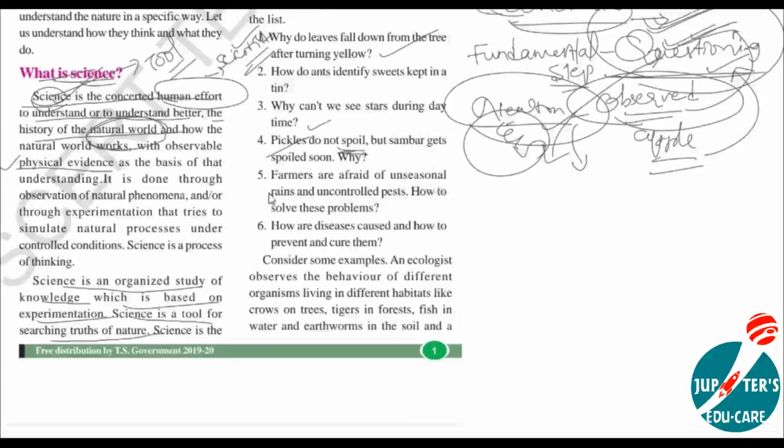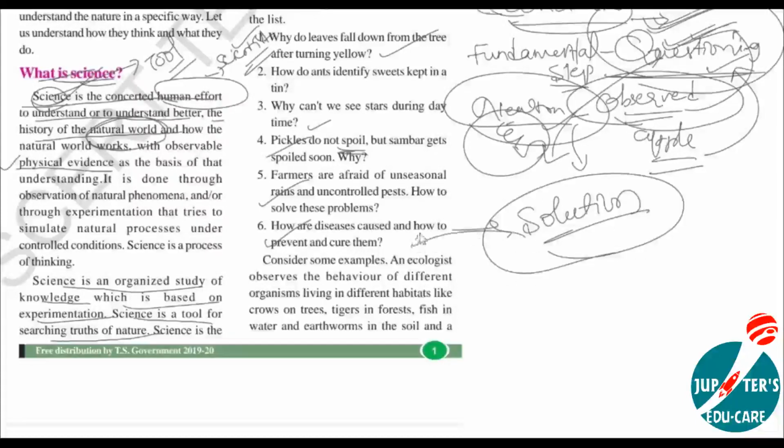Farmers are afraid of unseasonal rains and uncontrolled pests. How to solve these problems? How are diseases caused, and how to prevent and cure them? These are all different types of questions, and these questions lead to solutions. Is it clear? To find a solution, the first step is questioning. Without a question, there is no solution. Without a question, there is no discovery. Without a question, there is no invention. Is it right? So questioning is the most important fundamental step.